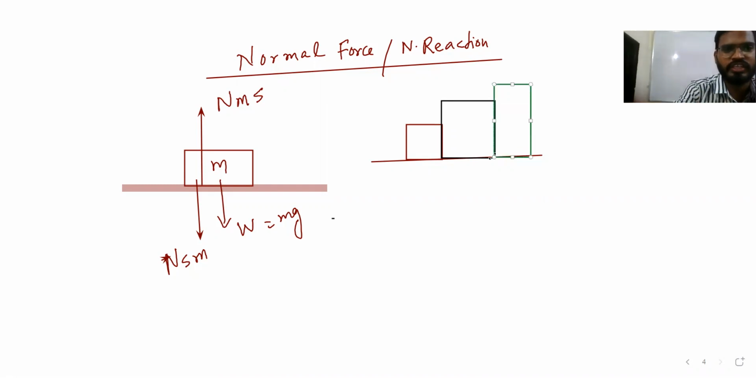Yeah. So 3 blocks are there. Now somebody will tell us to find normal force. Let's see. Let's take this block. The first one is this is 1, this is 2, this is 3. So now we are going to draw all the normal forces.